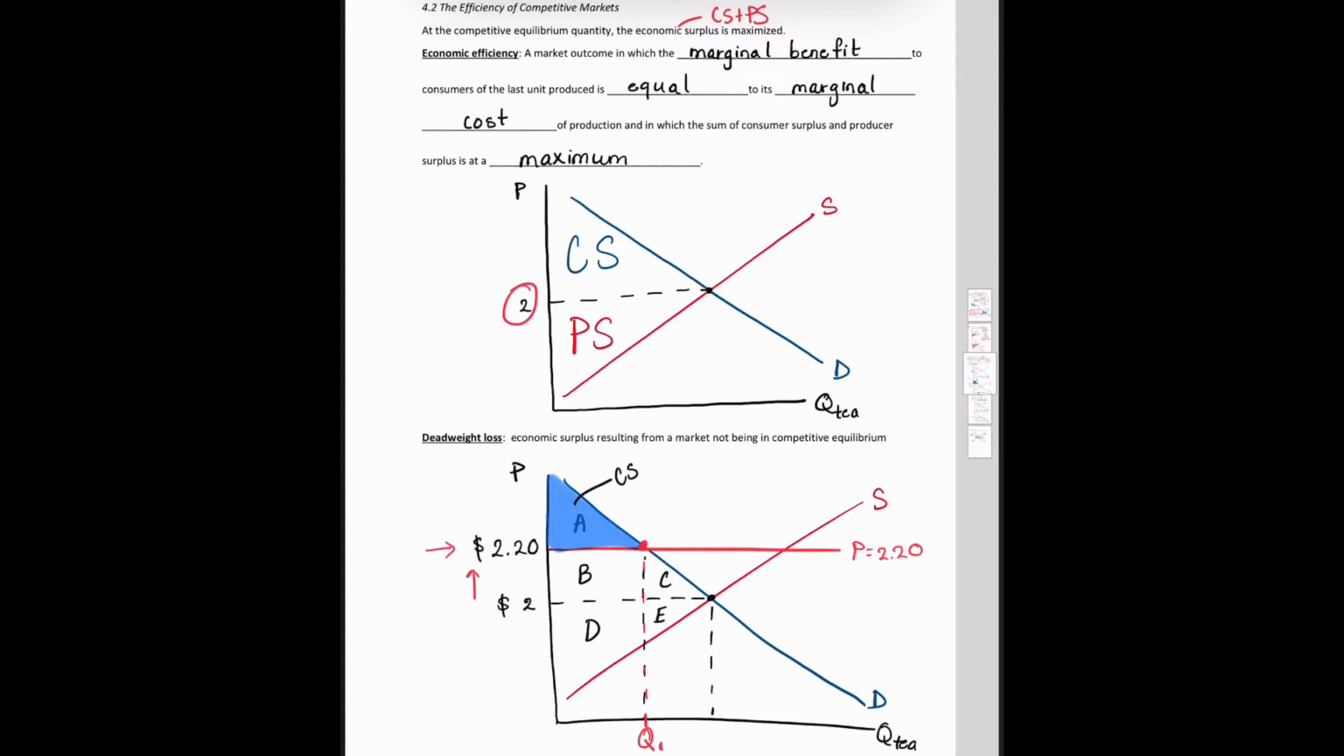So what is producer surplus going to be? Producer surplus is going to be areas B and D, everything above the supply curve and below the price, here in red. Originally, producer surplus was D and E, and now producer surplus has expanded and it's D and B. Okay, so let's go ahead and label that.